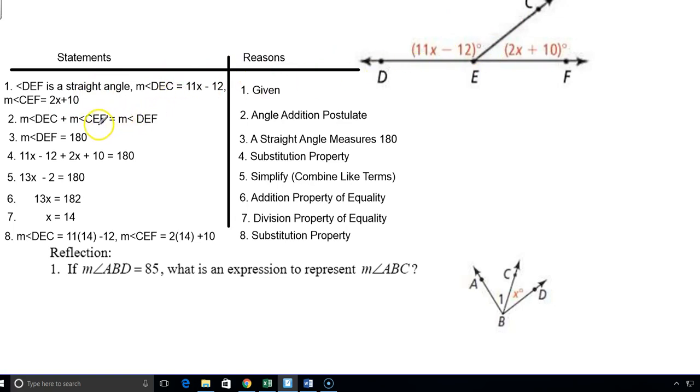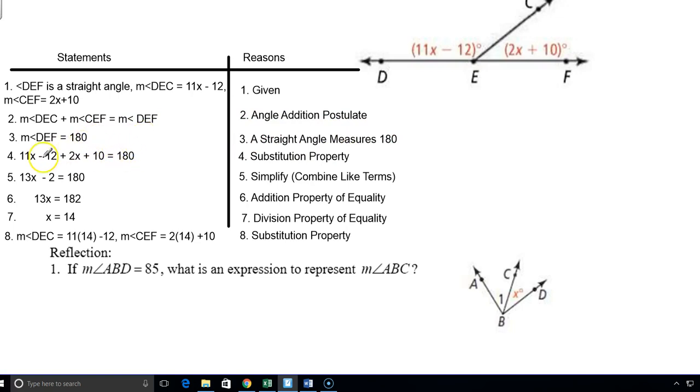I'm going to use the angle addition postulate. Measure of angle DEC plus the measure of angle CEF equals the measure of angle DEF. That's the angle addition postulate. And now step 3, here's where that straight angle definition comes in. The measure of angle DEF is 180. Why do I know that? A straight angle measures 180.